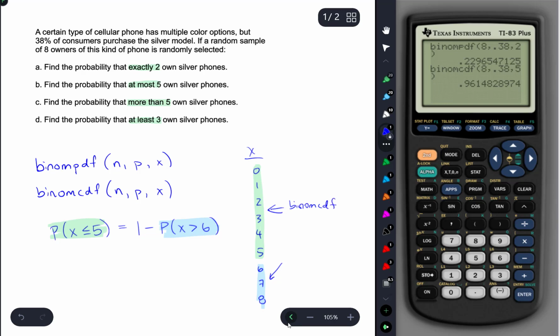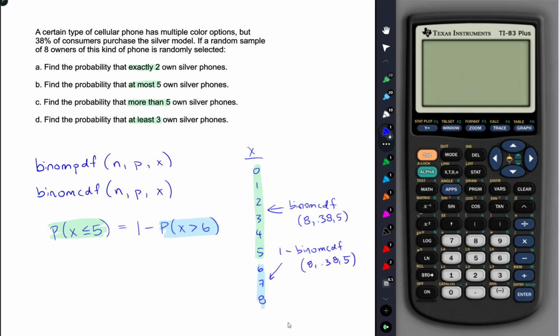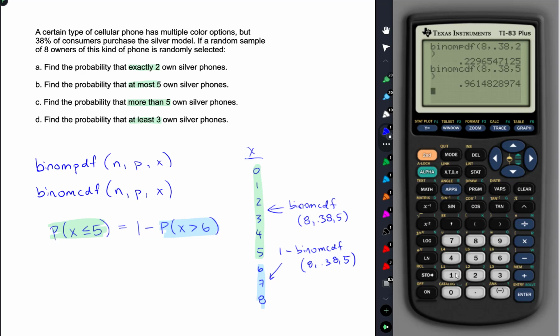So if I can find the probability of this one, which is Binomial CDF, n, p, and x, I can get this value by taking its complement. So if I take 1 minus Binomial CDF, 8, .38, and 5. So the Binomial CDF function is still only going to count up these values I've listed in green, but when I do the complement of them, that will give me the range of numbers that I'm actually interested in. So let's see what we come up with.